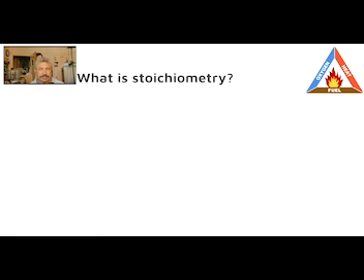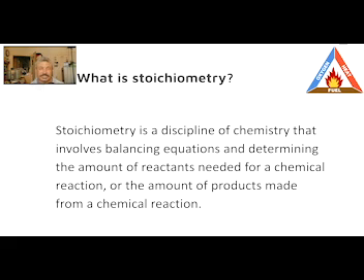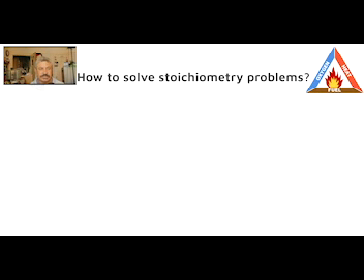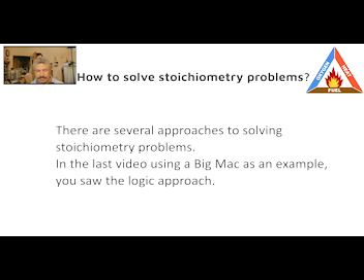What is stoichiometry? Well, if you remember our last lesson, stoichiometry is a discipline of chemistry that involves balancing equations, determining the amount of reactants needed for a chemical reaction, and the amount of products made from a chemical reaction. To solve stoichiometry problems, you have to go through several steps, or there are several approaches to solving a stoichiometry problem. In the last video, we used the Big Mac as an example, and you saw the logic approach.